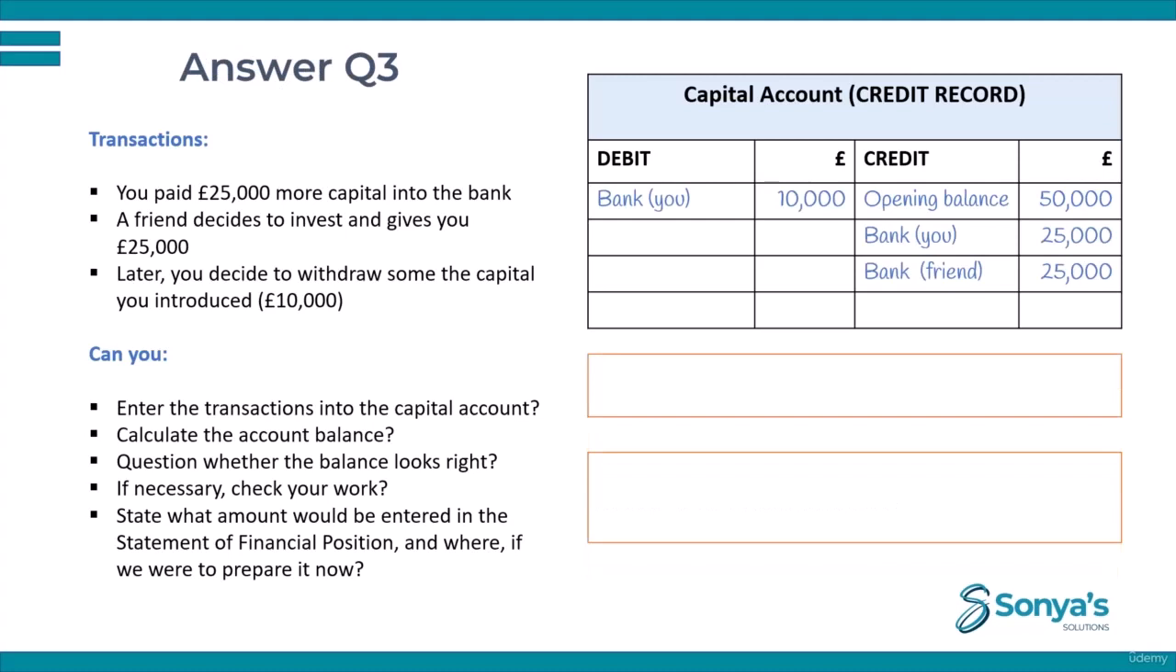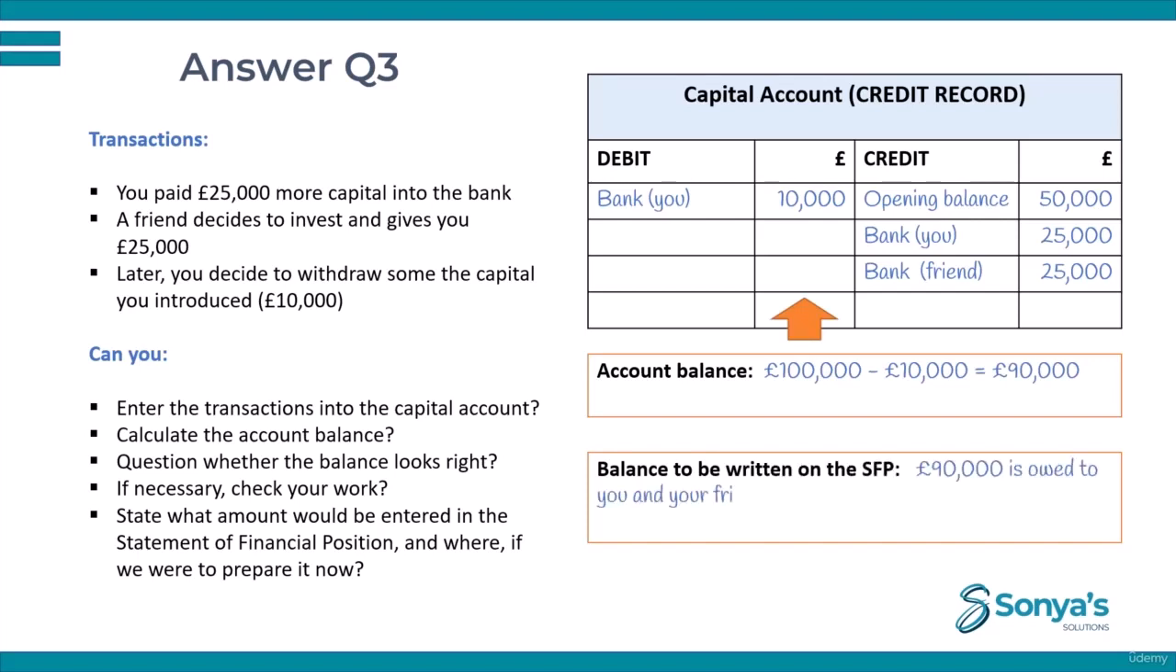The amount of capital you originally provided to the business was £50,000. The additions from you and your friend are added to the balance on the credit side. Withdrawals are recorded on the debit side. To recalculate the balance, total what's been received, the credit entries, and deduct what's been withdrawn, the debit entry. The business now owes you and your friend £90,000. It's recorded as a liability in the statement of financial position.